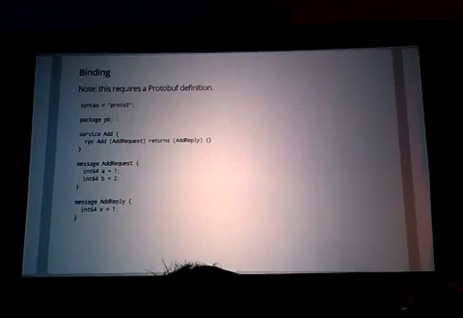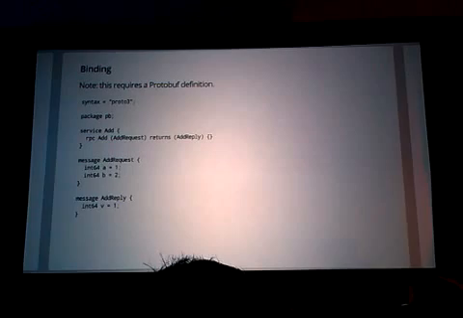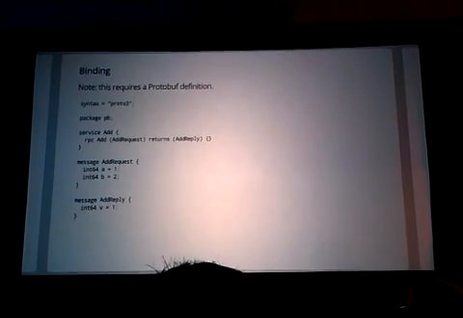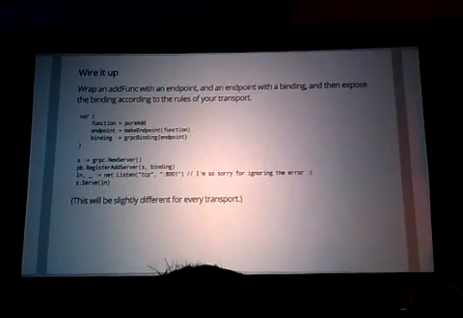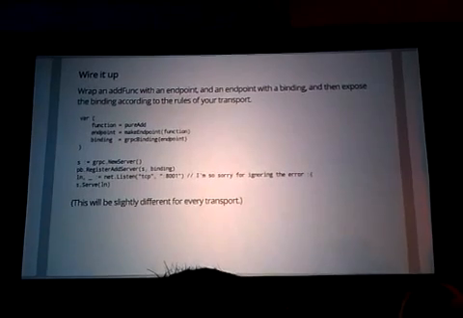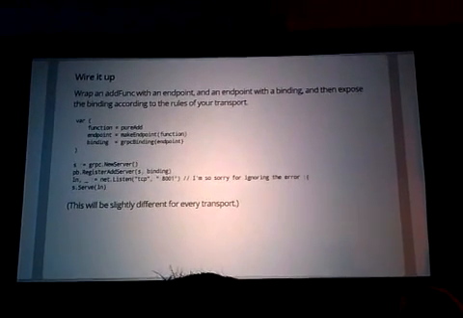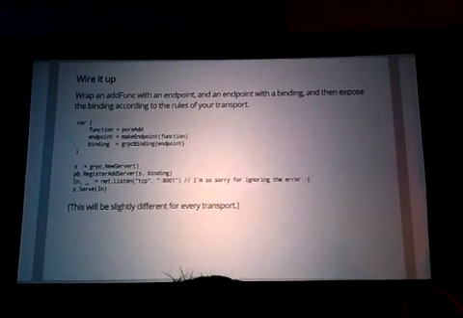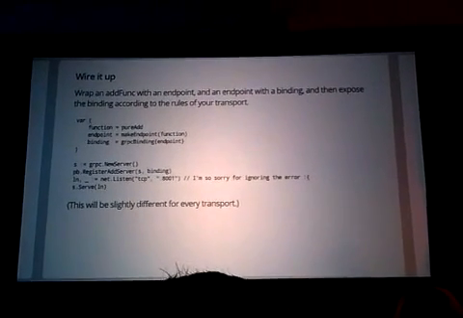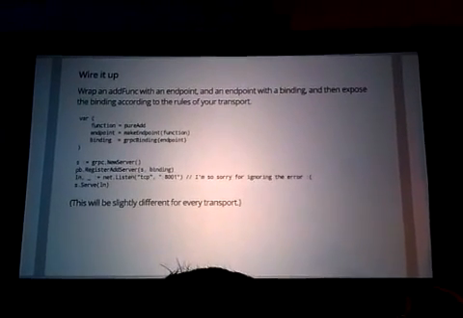Bear in mind that gRPC requires a protocol definition of our service. Here it is. Not a big deal. Okay, so now, if we have our add func, we can wrap it with an endpoint. And we can wrap our endpoint with a binding. And then we can expose the binding according to the rules of our transport, and that's kind of what this is, step by step. And of course, this will be slightly different for every transport.